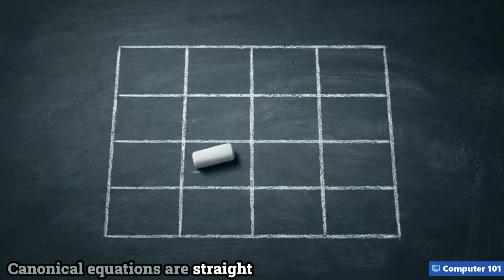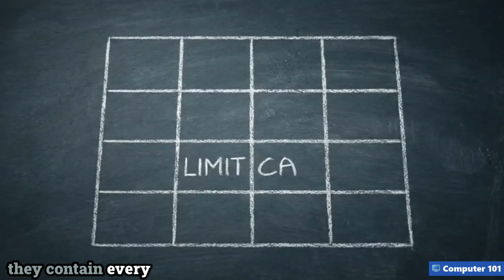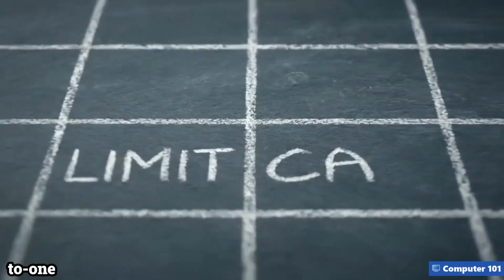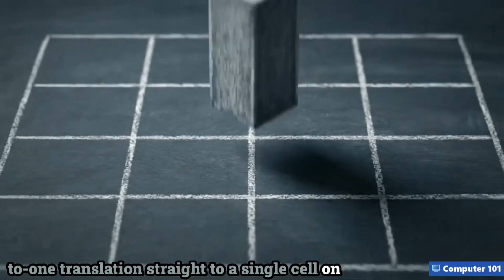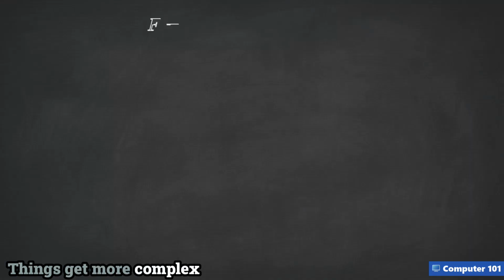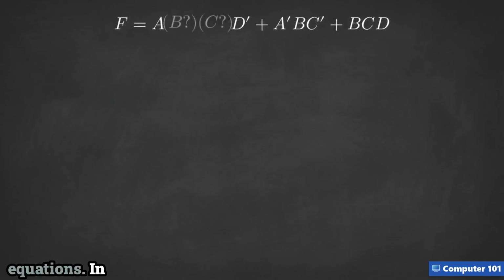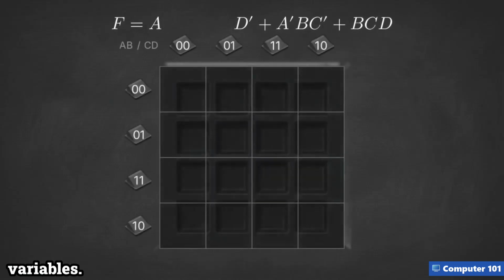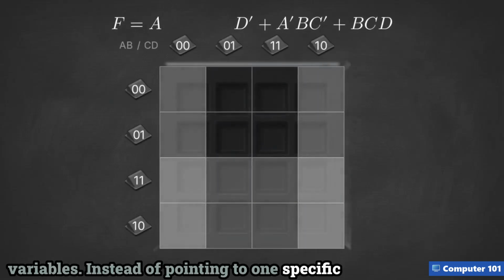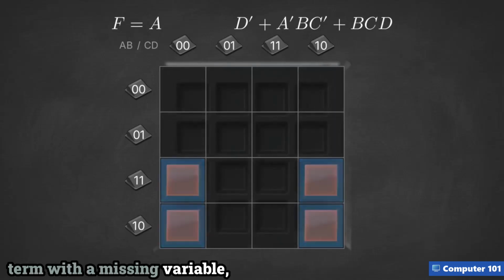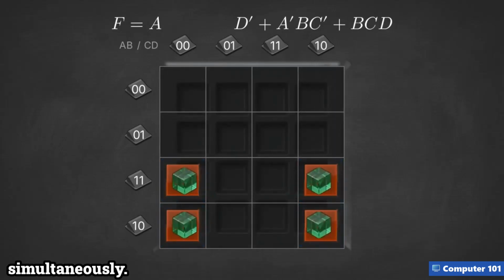Canonical equations are straightforward. Because they contain every variable, they offer a clean one-to-one translation straight to a single cell on the map. Things get more complex with non-canonical equations. In these expressions, terms are missing variables. Instead of pointing to one specific cell, a term with a missing variable maps to multiple cells simultaneously.